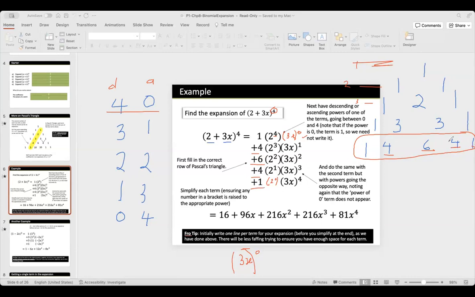So the one you see here is from the Pascal triangle. 2 to the power of 0 is the power from 2, then 3x squared. So that gives you that. So then we now solve it individually.